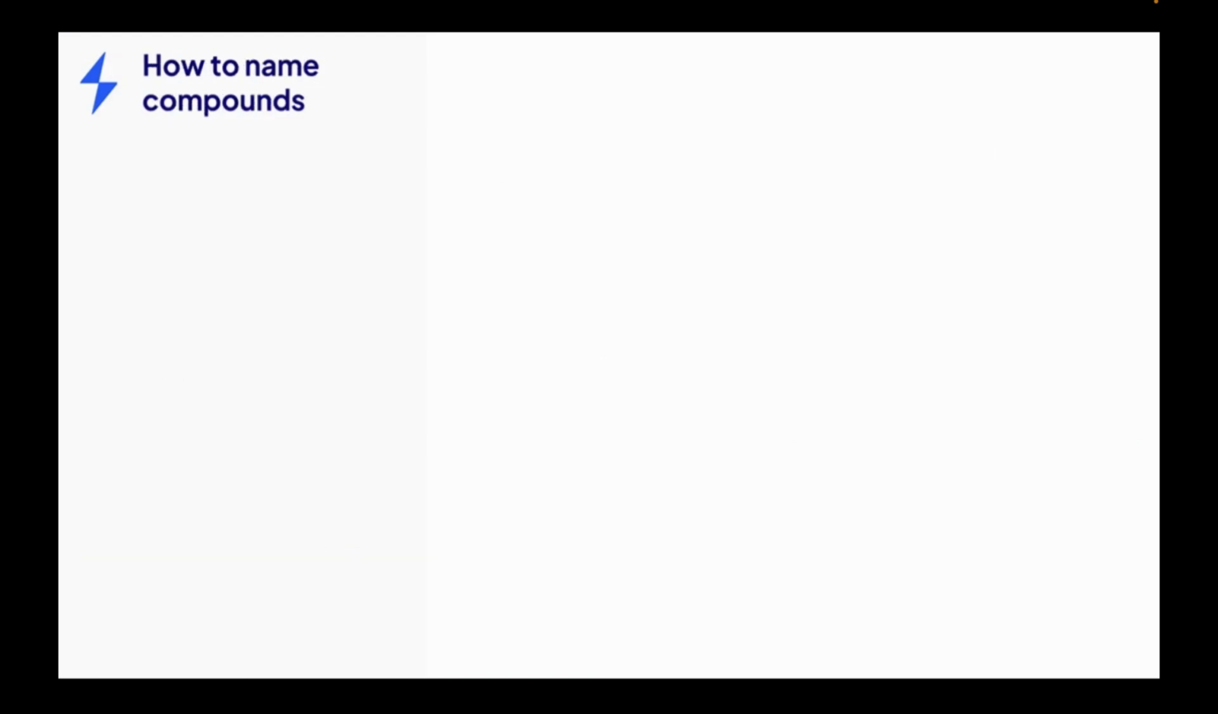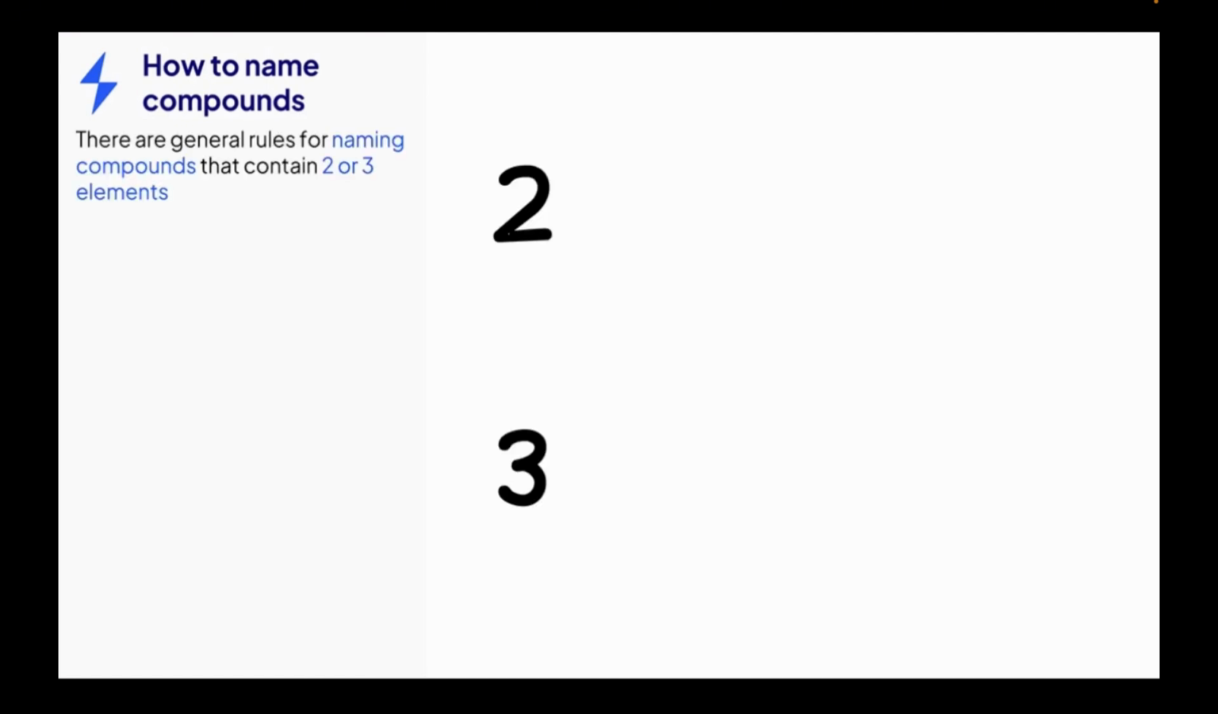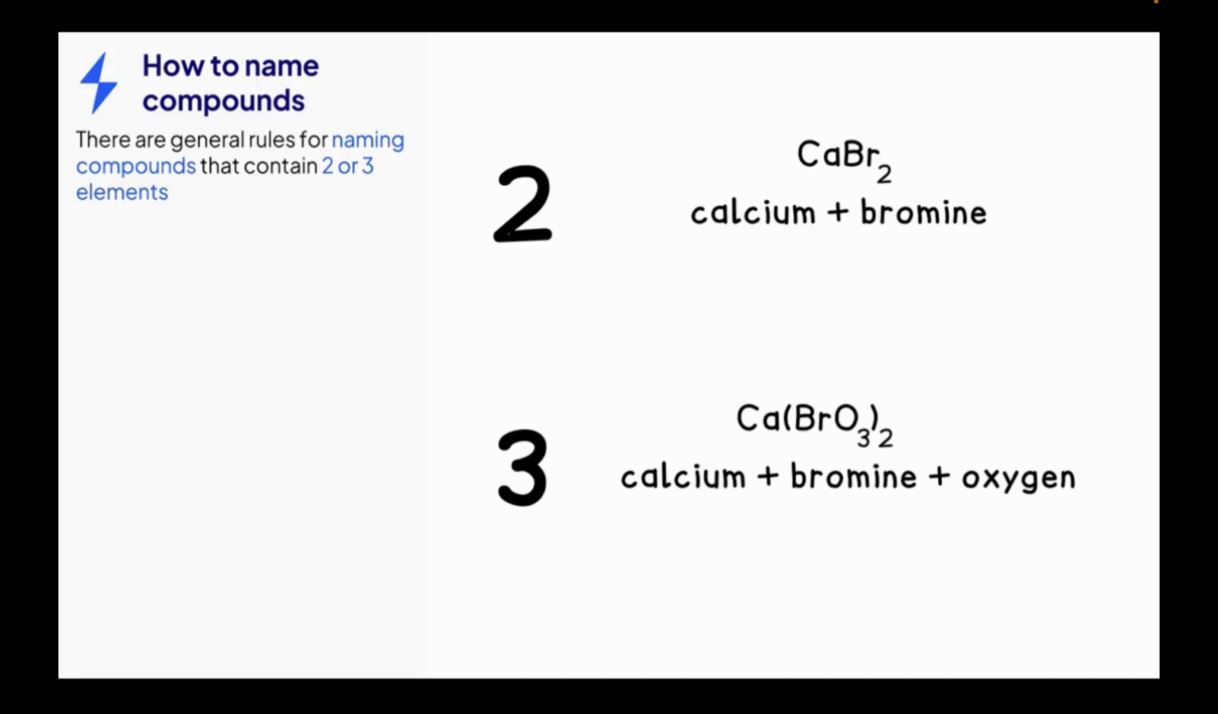For some equations, you may need to deduce the name of one or more of the products. There are some general rules for compounds that contain 2 or 3 elements. We will use CaBr2 and CaBrO3 twice as our examples. CaBr2 contains calcium and bromine, while CaBrO3 twice contains calcium, bromine and oxygen. When naming compounds, the metal typically comes first in the name. This means that both chemical names start with calcium.